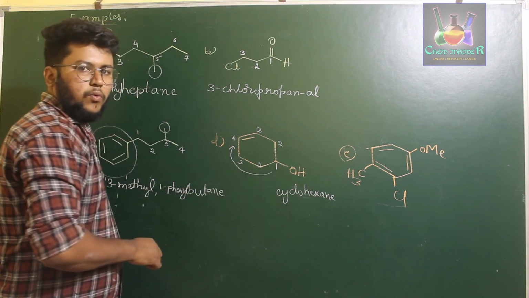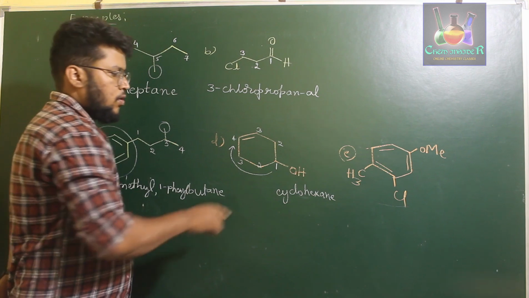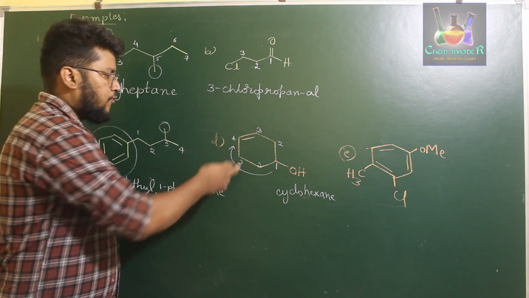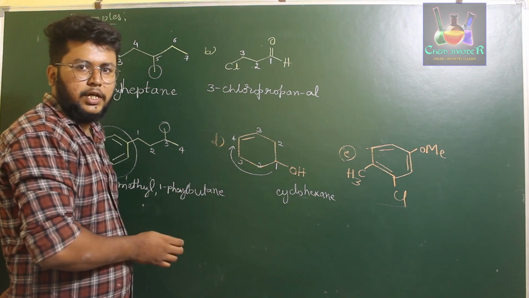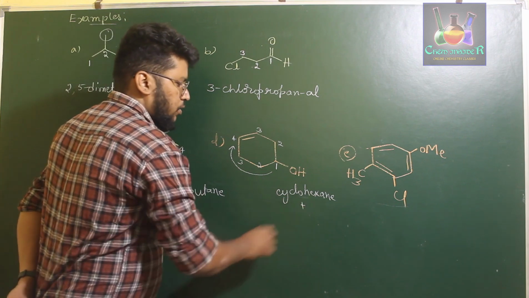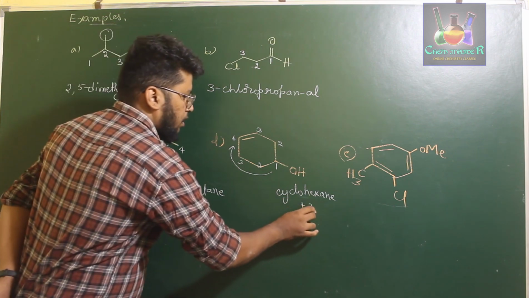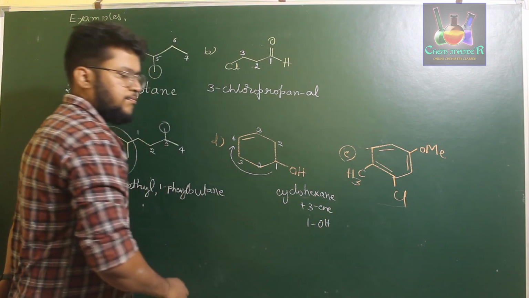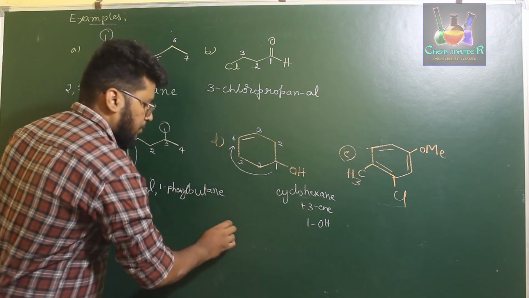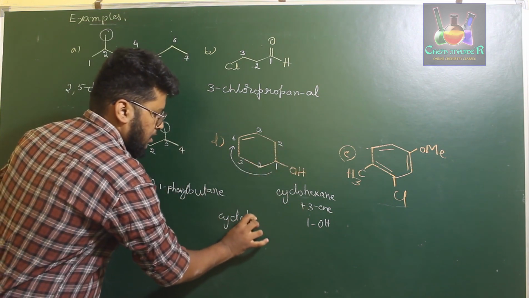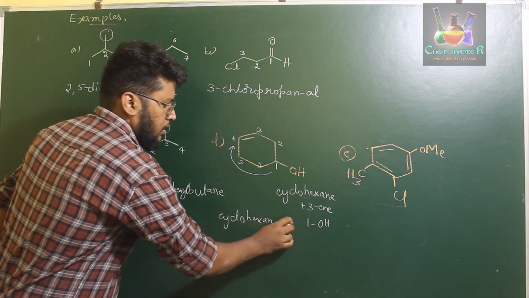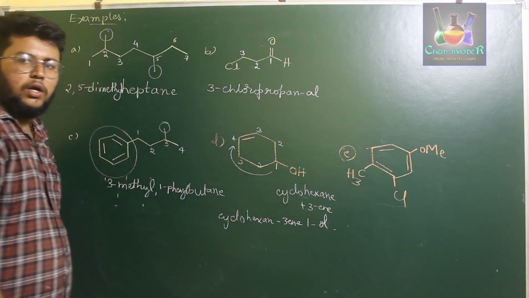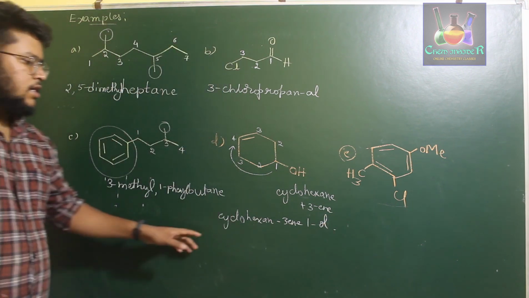Since we have an OH group and a double bond, the OH group indicates a suffix, and further we have a double bond which also indicates a suffix itself. Therefore, this compound has cyclohexane and a double bond at the third position, OH group at the first position. Therefore, the name of this compound will be cyclohexane 3-en-1-ol. So this is the name of this compound.